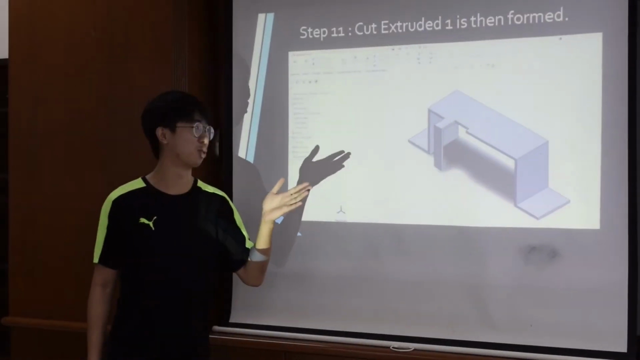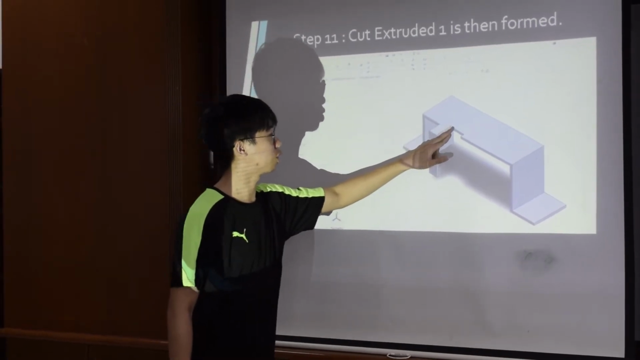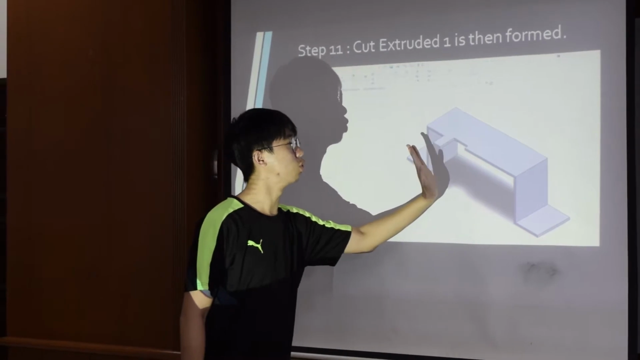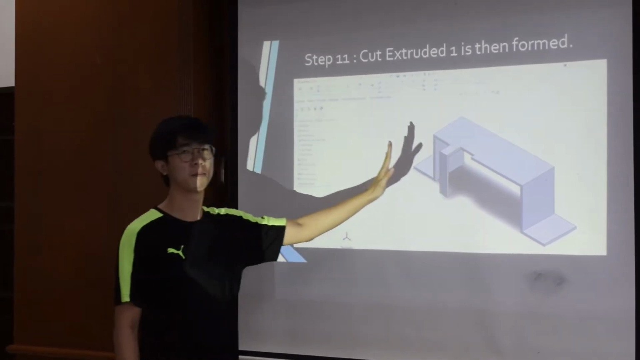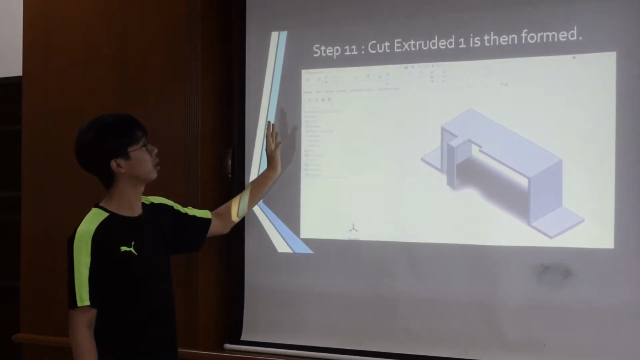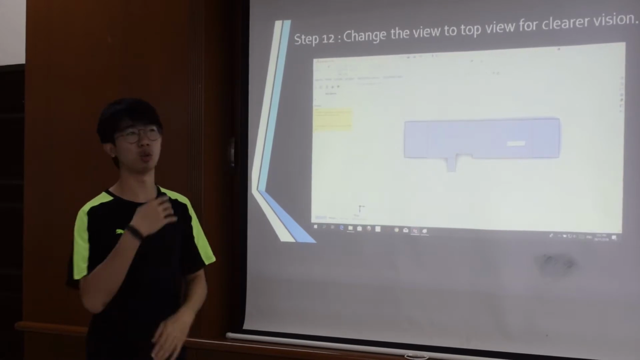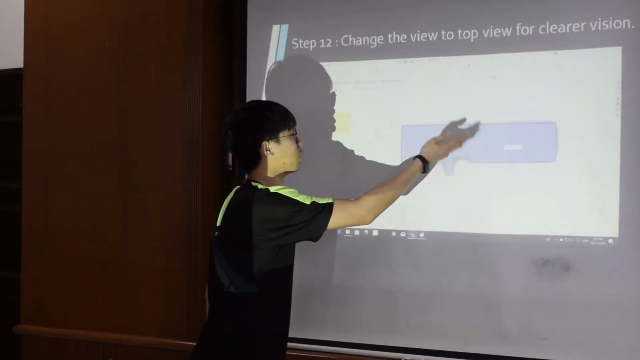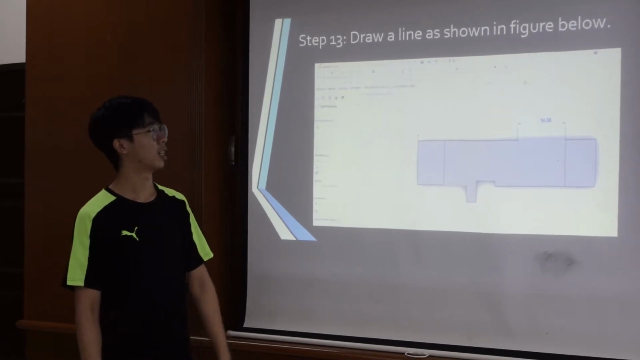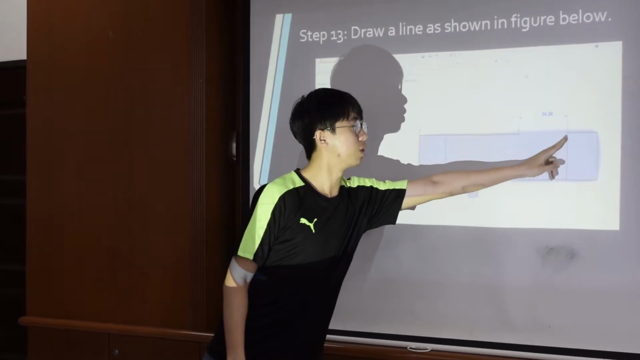After the rectangle is drawn, we use extrude cut feature to extrude cut this rectangular shape into 3.5 mm deep using the direction of line. After that, the cut extruder is formed, and then we change to top view for clearer vision, and then we draw a random line from this point.